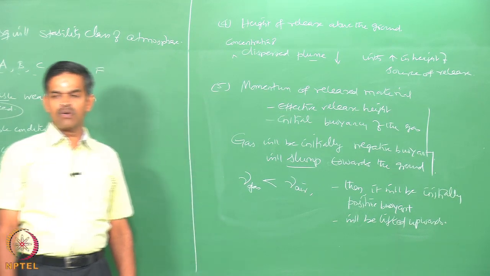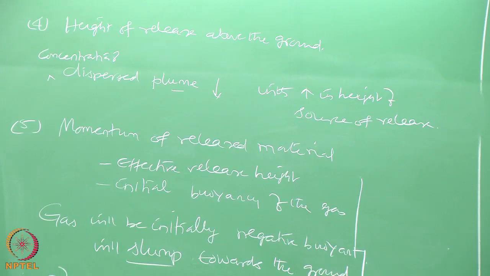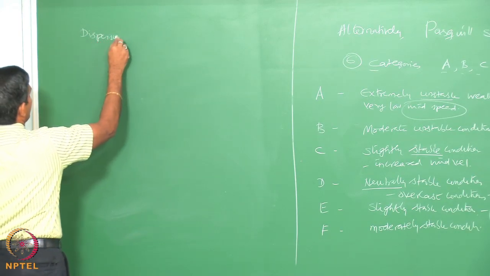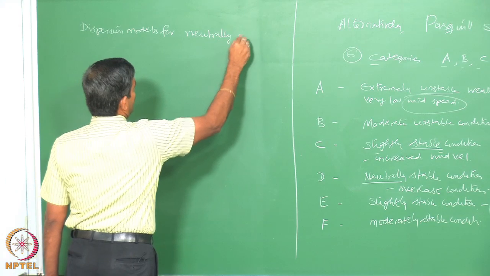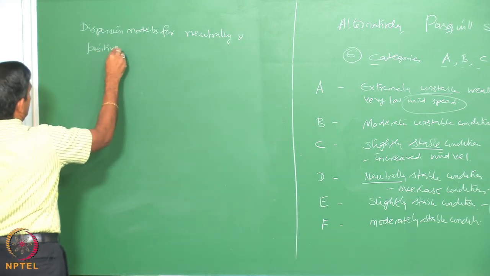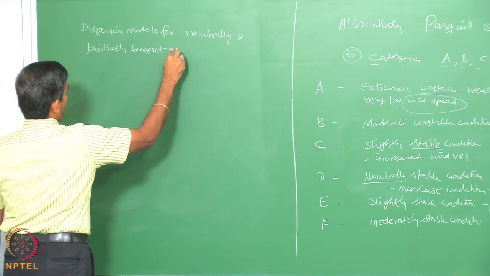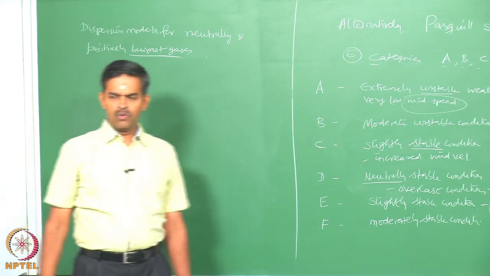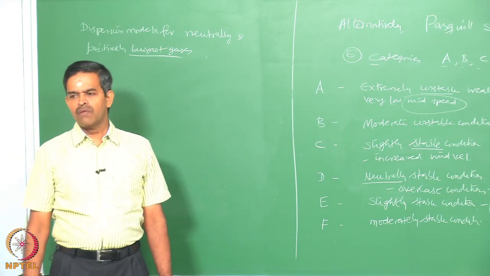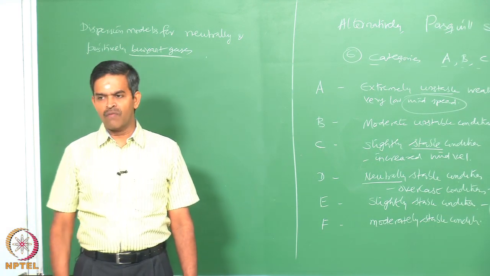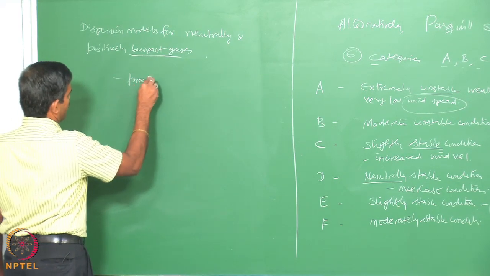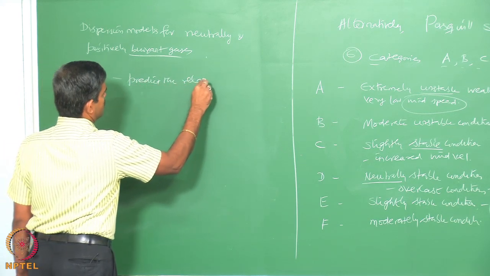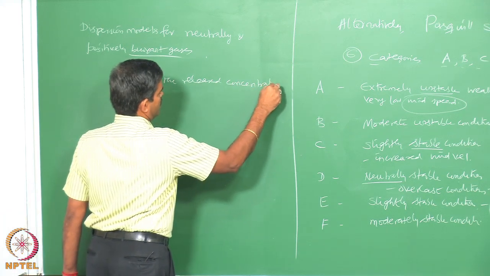Now, let us talk about dispersion model for neutrally and positively buoyant gas. Neutrally and positively buoyant gas dispersion models are very useful to estimate the average concentrations of the respective released gas near the ground surface. So, they are useful to predict the released concentration near the ground.